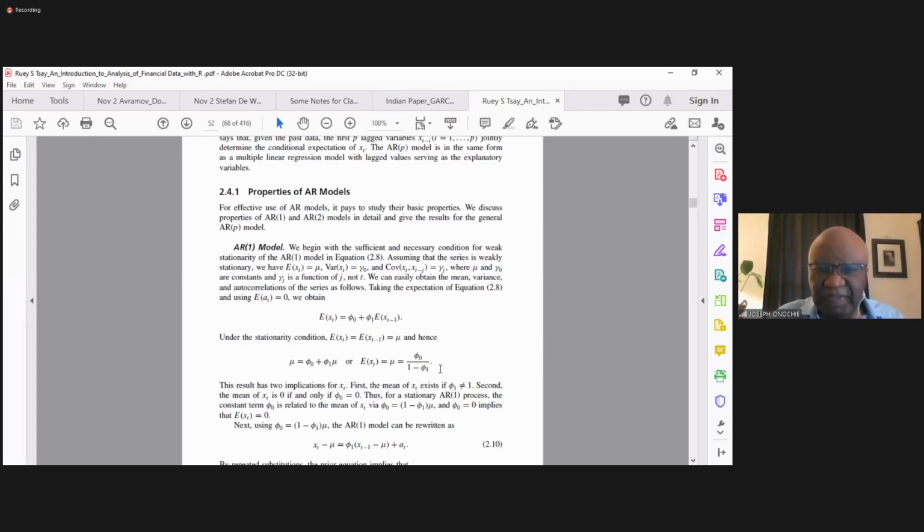But let's begin with a very simple one, okay? Now, unfortunately, in the proof I'm going to show you today, I am not using phi0 and phi1. I am using mu here and phi1, because that is what is used in the traditional literature, okay?